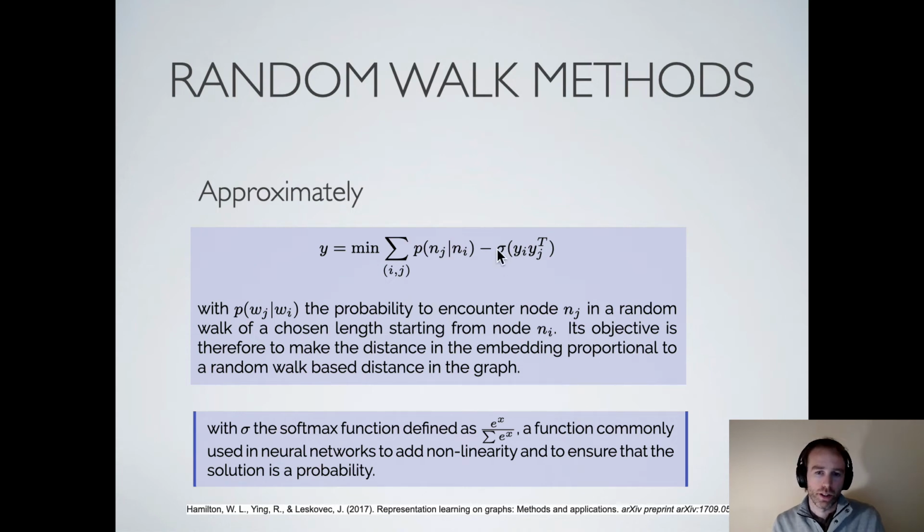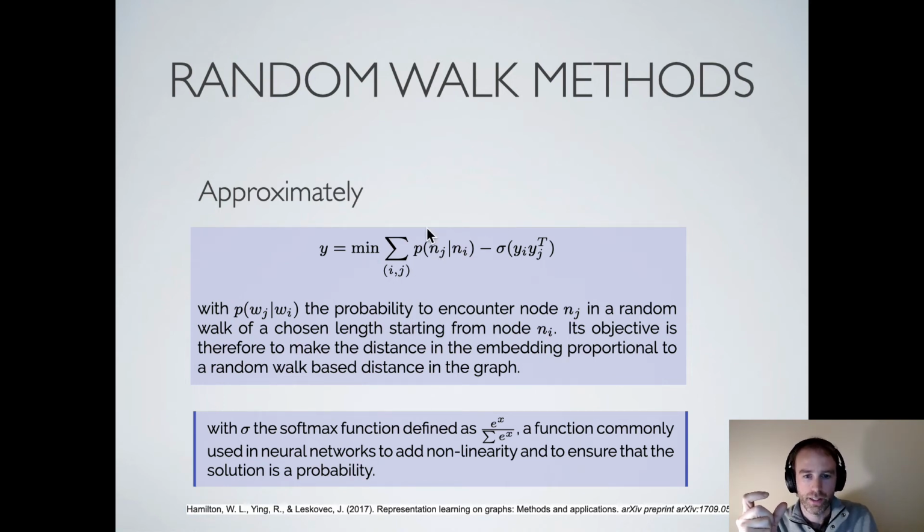And so just a technical point, this is the softmax function because we are using a neural network, and this is used to transform the output of the neural network. But it doesn't change much the result. The point here is that you need to understand this part. So this part actually corresponds to the probability for a random walk starting from node i to reach node j.